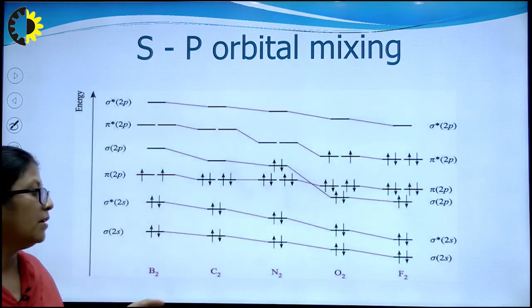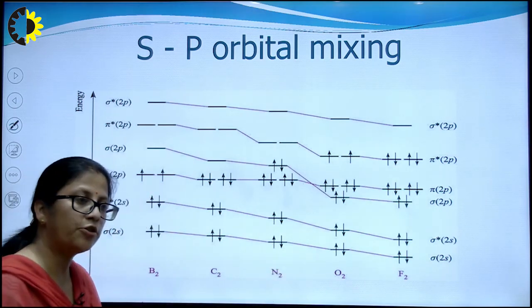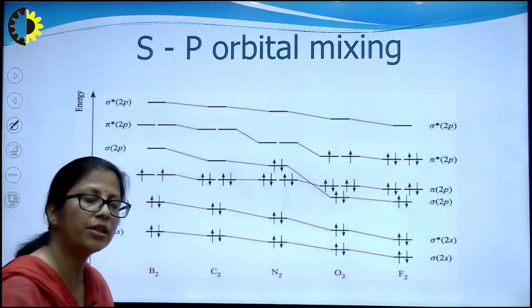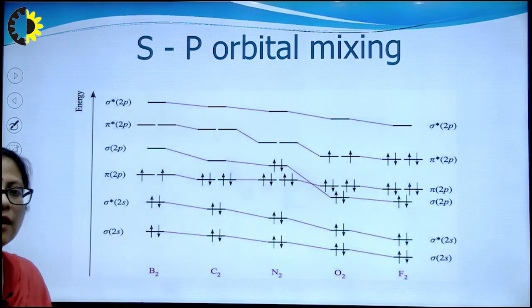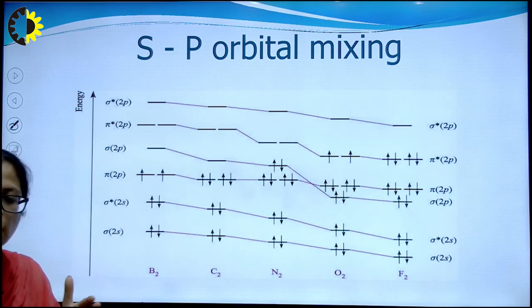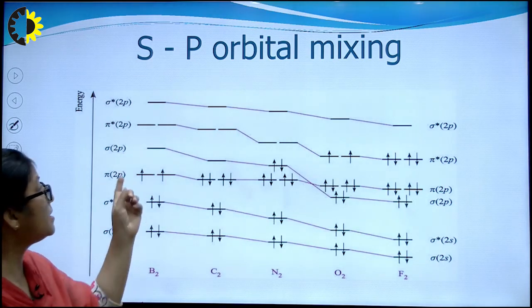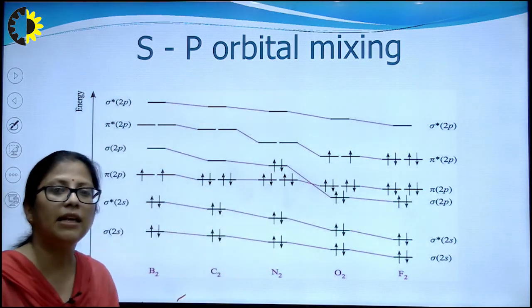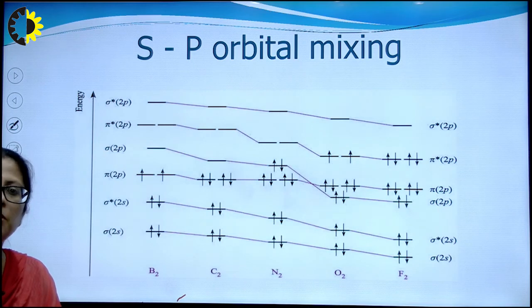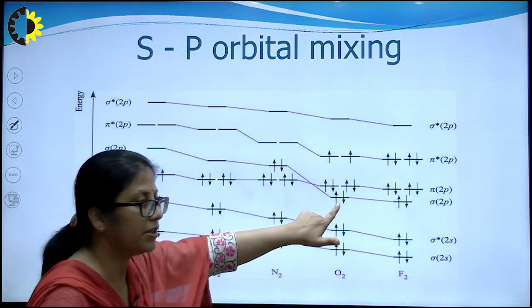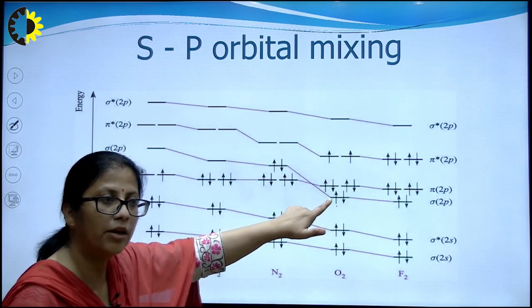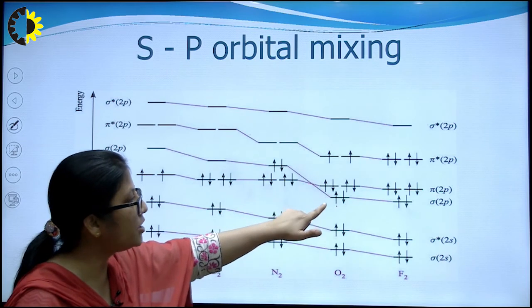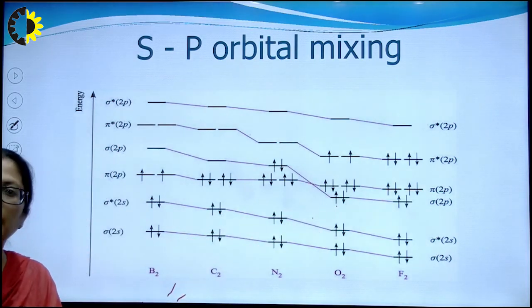But with greater than 14 electrons, that is after nitrogen, if we come to oxygen, since the number of electrons has increased, this interaction becomes less and less. There is a difference between the orbitals. As a result, this sigma 2p again takes its original position and comes lower in energy. This is because head-on overlapping, or the sigma bond, results in a strong bond and its energy is lower in comparison to pi 2p.